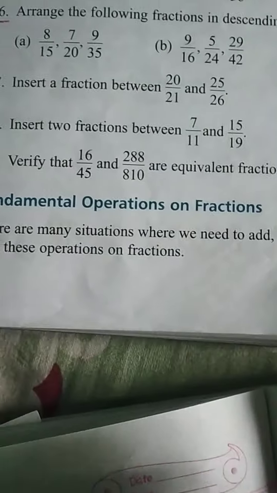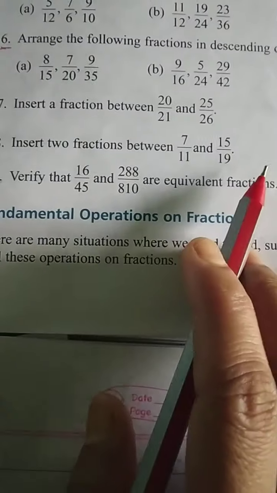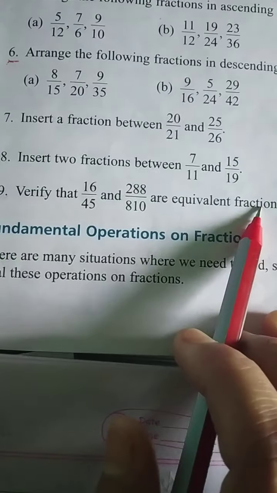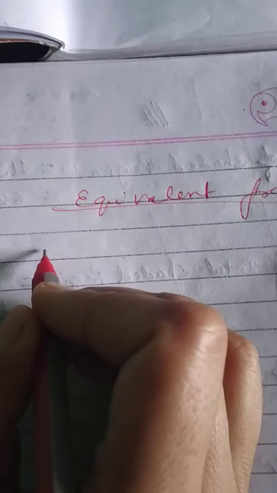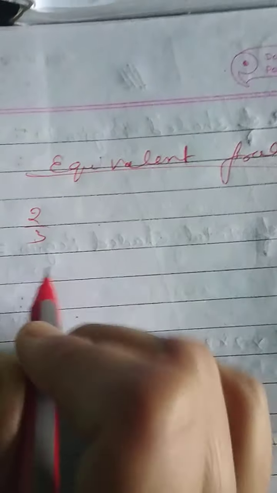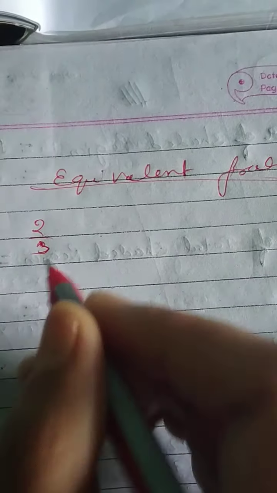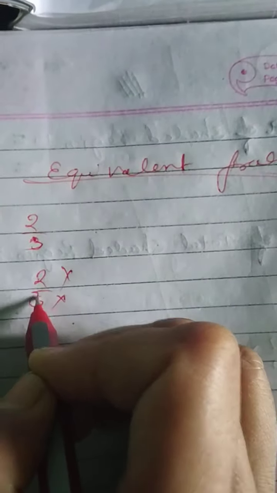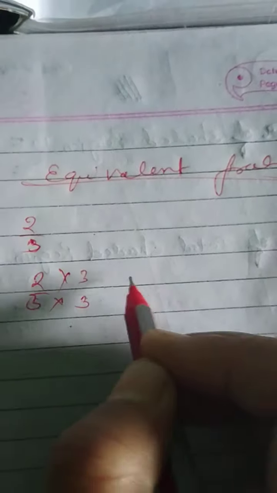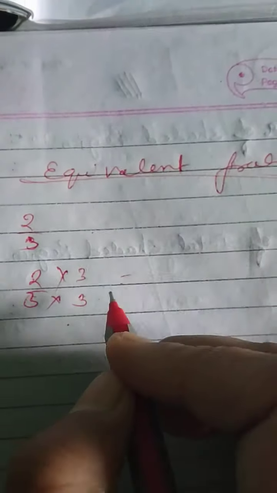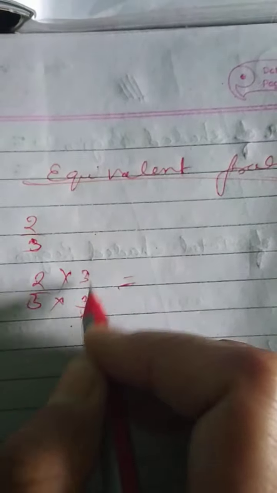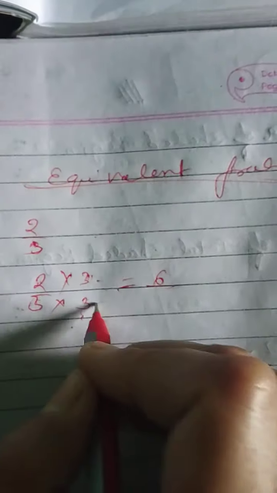And the next question is, yes, what is an equivalent fraction? Verify that this and this are equivalent. So we will verify, but before that, you understand what an equivalent fraction is. So equivalent fraction means, suppose I am writing here 2 by 3. It is a fraction, but I want equivalents of this, some more fractions. So nothing you have to do but only multiply up and down with the same number. Any number, 2, 2, 3, 3, 4, 4. Any number you can multiply, but up and down with the same number. 2 3 is 6, 3 3 is 9.